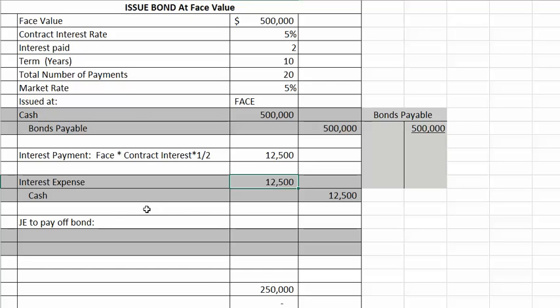At the end of 10 years, when it's time to pay off the bond, you will debit your liability, bonds payable, for the full amount, $500,000, and you'll credit cash for $500,000. And at that point, when you debit bonds payable, you're taking that liability off your books, and now you owe $0 for that bond. Hope this helps you remember the journal entries for a bond issued at face value.